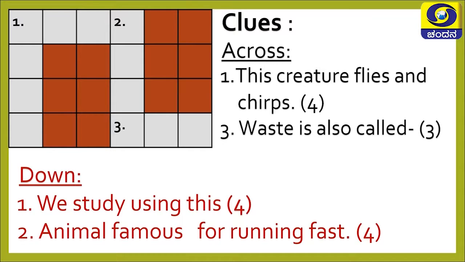Next one, animal famous for running fast. This is down 2. Down 2 segment, you know where it is, and there are 4 letters in it. And which is the animal that runs fast? Think over it. All animals do run fast, everybody knows, but there is one particular animal that is famous for running. So, which is that famous for running animal which has 4 letters in it?